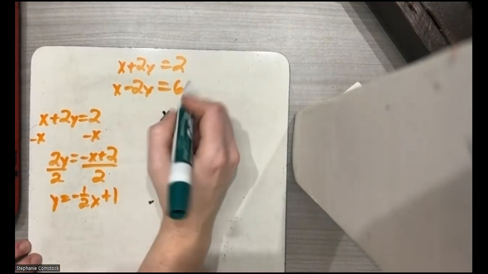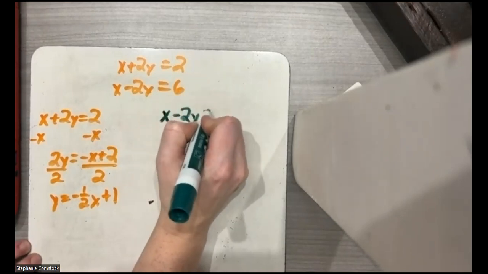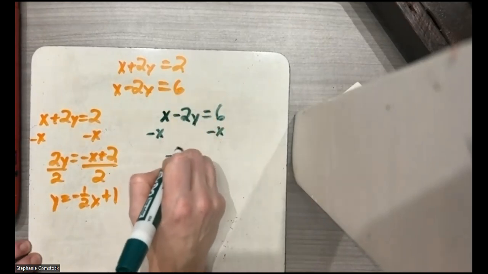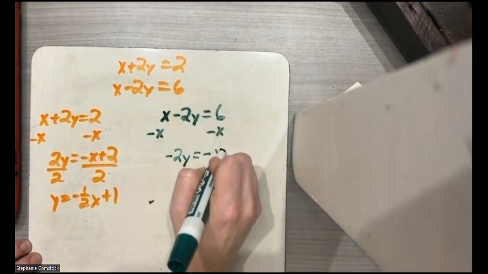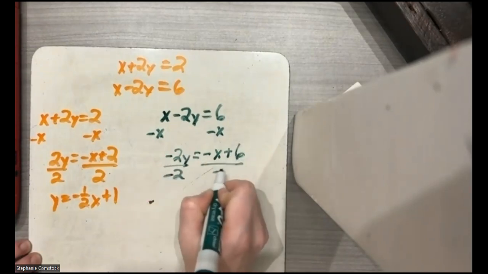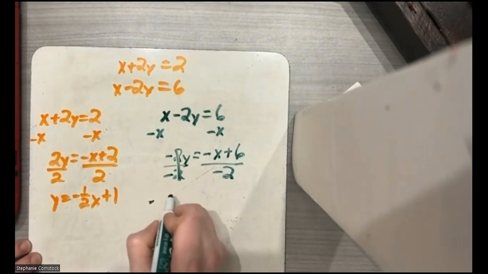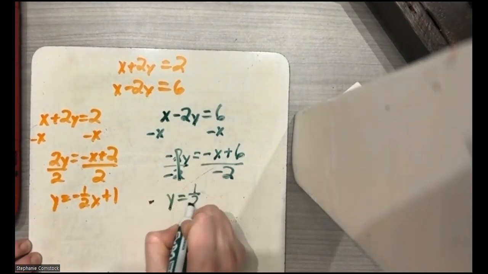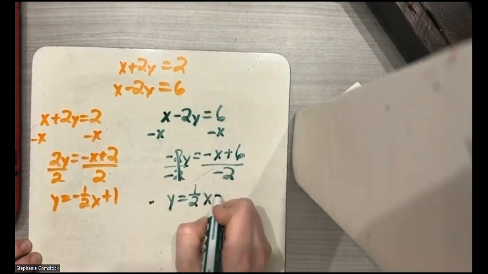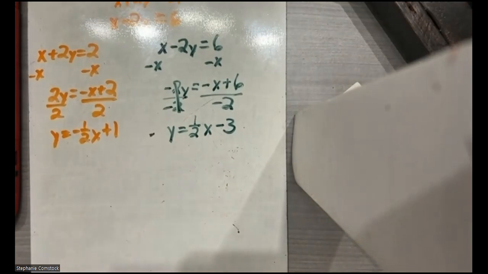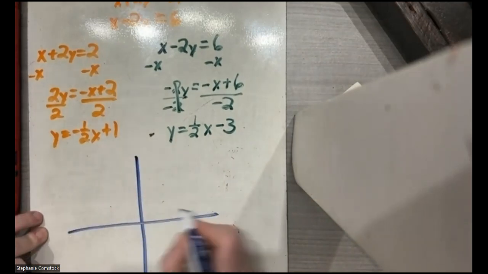Okay, then I'll do my other equation. So I'm going to have x minus 2y equals 6. We'll subtract the x, so I'll have -2y equals -x plus 6. We'll divide by -2. So I'll have y equals, the negative up front is going to make a +1/2 x, and then 6 divided by -2 will be -3. So now we're going to get ready to graph these two in a grid space.